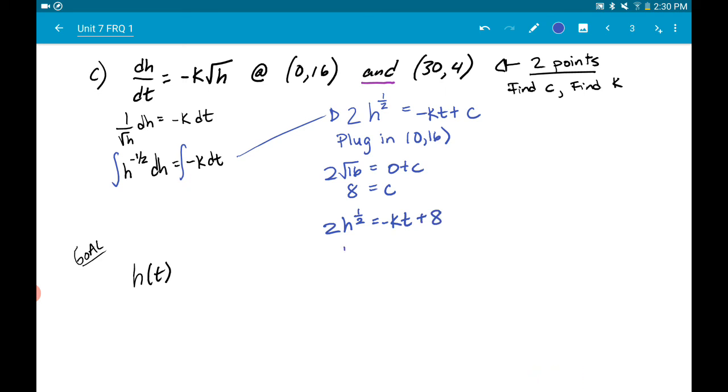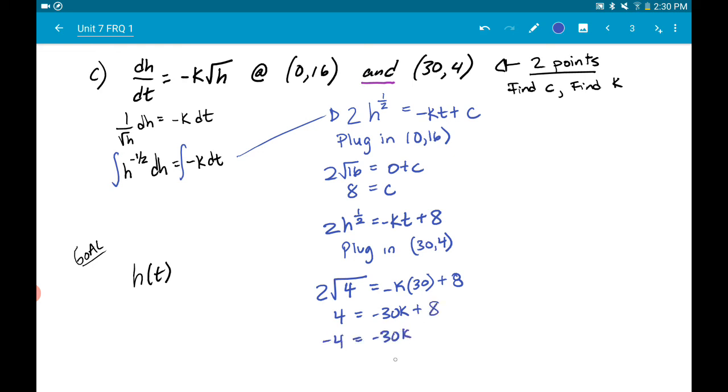And now I have to plug in the other value, which was 30, 4. And as you're working on this, it also kind of makes sense when you have this square root in here that they're giving you perfect squares. They're giving you nice numbers. And then over here I have negative k times 30 plus 8. So over here I have 4 equals negative 30k plus 8. Negative 4 equals negative 30k. So k is going to equal 4 over 30, or 2 over 15.